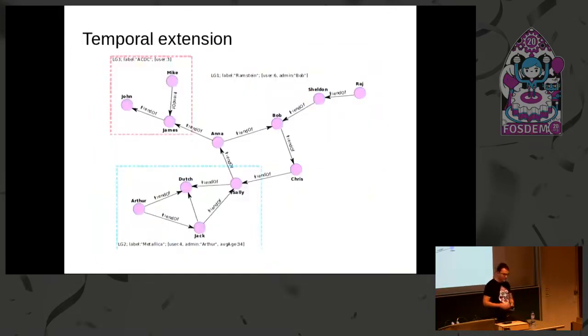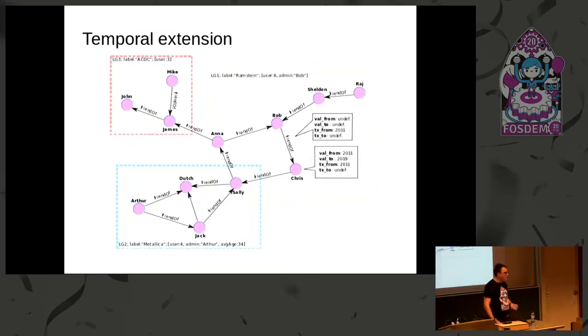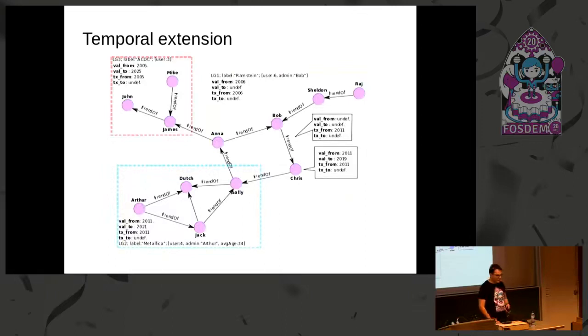The third extension to the property graph model is our temporal extension. Our approach to handling graphs that evolve over time is to add bitemporal attributes to all the elements of our graph model: to nodes, to edges, and to logical graphs as well. We distinguish between two types of temporal attributes. First, valid time, with valid from and valid to.